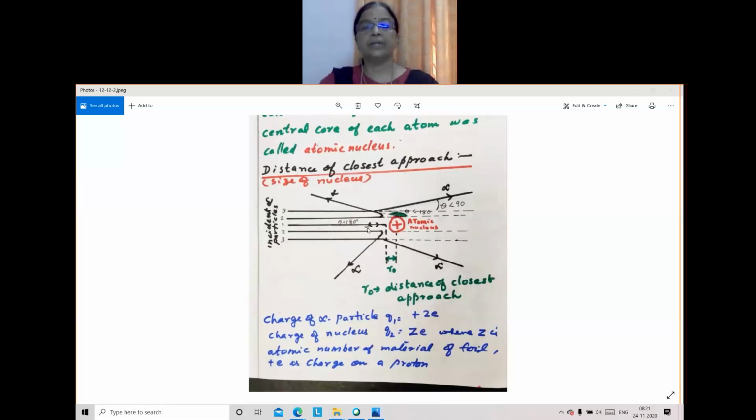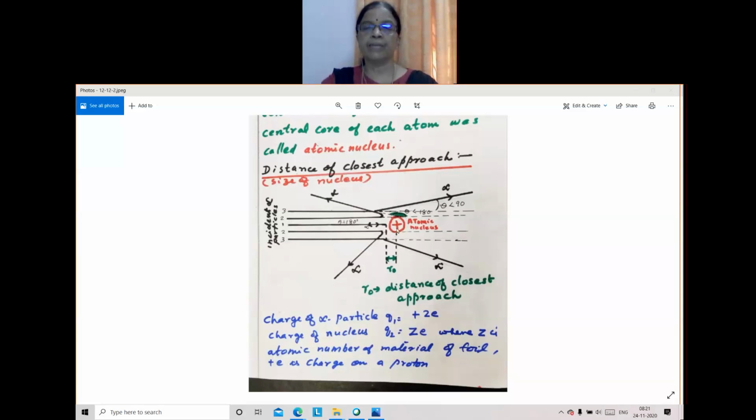So R0 gives what? The size of the nucleus. Size means here it is the radius. We are calculating the radius of the nucleus. And for that, what is done? At what distance that alpha particle is bounced back, that distance is found. And see, when the alpha particle moves towards the nucleus, it has a potential.